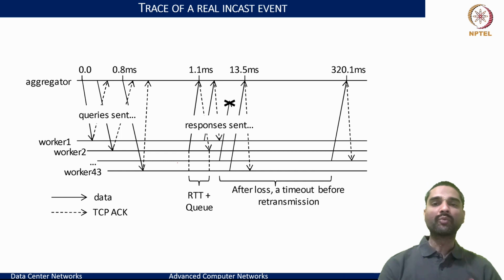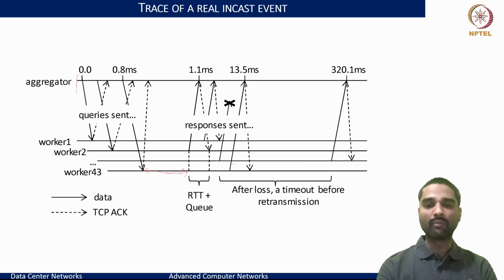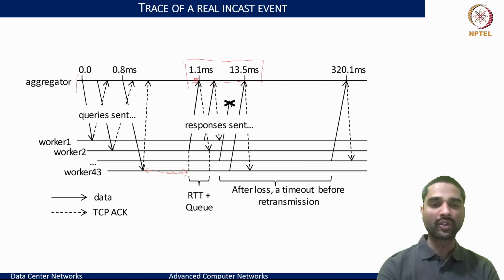And if we look at the real trace of what has occurred, multiple workers received the request from the aggregator over time, and as these worker nodes, say worker 1 to 43, received the requests, they all started to respond back. You see that all the responses try to arrive at the aggregator almost within this 1.1 to 13.5 millisecond time scale. And when lots of packets are pushed during this time from 40-odd workers, the round trip time adds to the queue buildup at the aggregator.